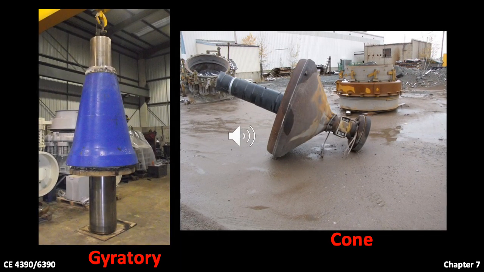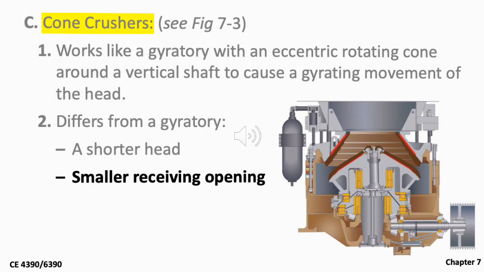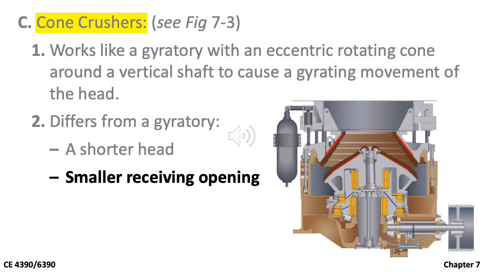This slide compares the mantle of a gyratory and a cone crusher. The mantle of a cone crusher is also much shorter than the gyratory. Compared with the gyratory crusher, cone crushers have a smaller receiving opening. So the capacity is typically lower than a gyratory crusher.